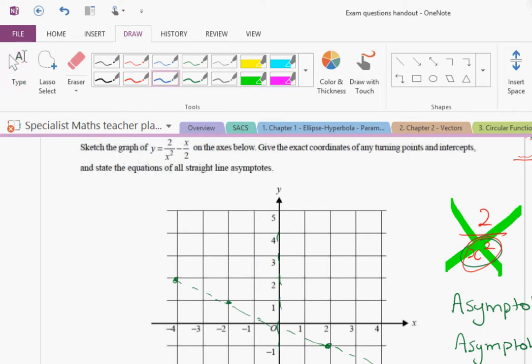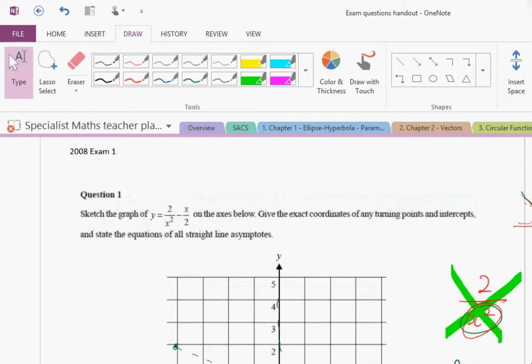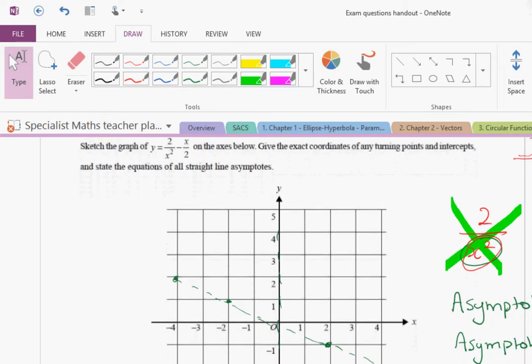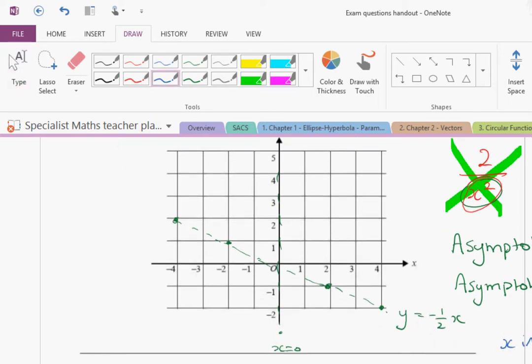We know that there's only going to be one x-intercept just by looking at that graph. So that's what we've done with addition of ordinates. To find the x-intercept, let y equal 0. So 0 is equal to x on 2 minus 2 on x squared, so x on 2 is equal to 2 on x squared, and x cubed is equal to 4. Therefore, x is equal to the cube root of 4. We'll just leave it as that.